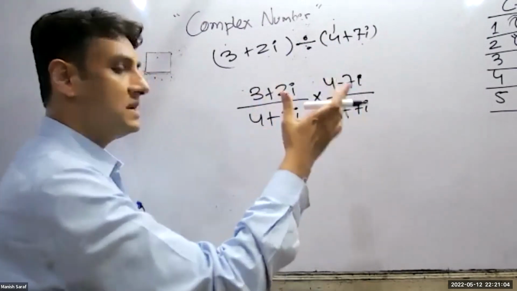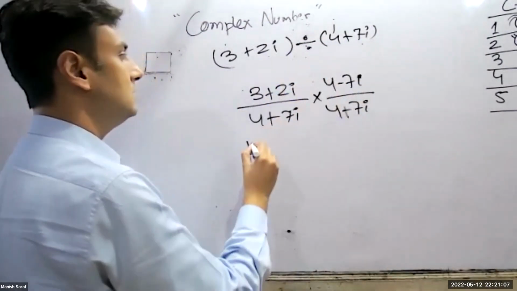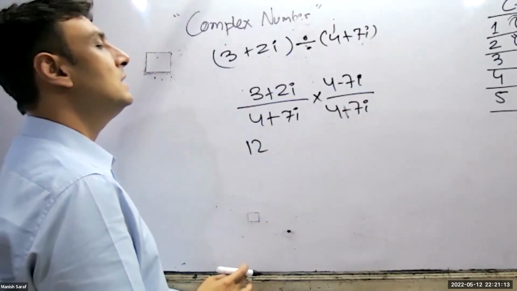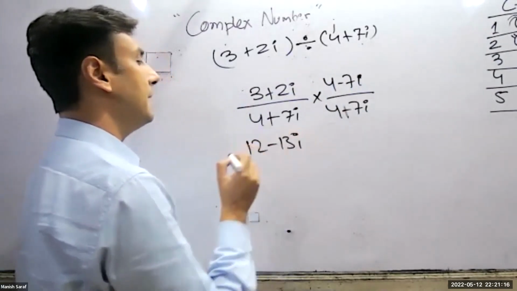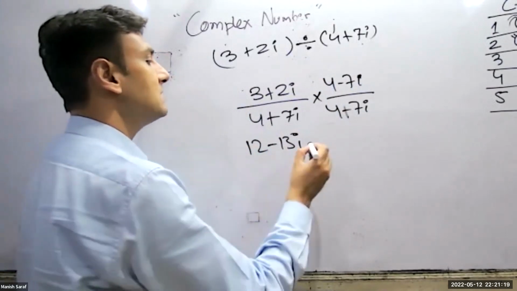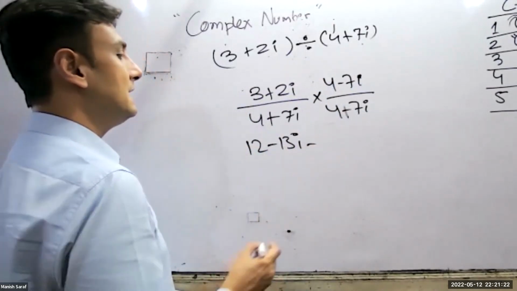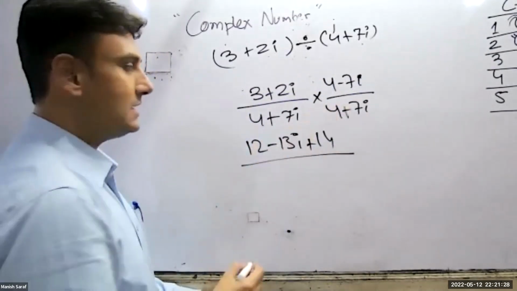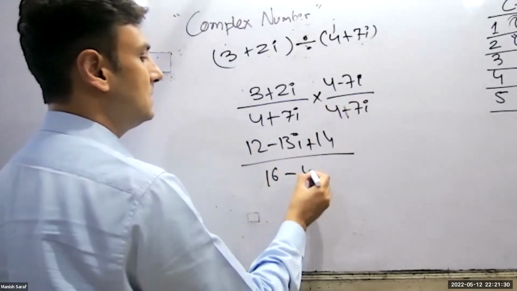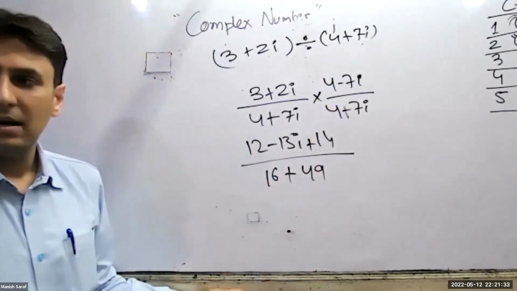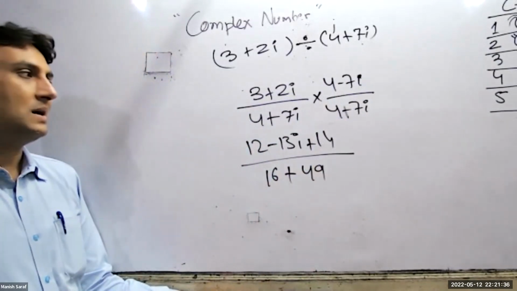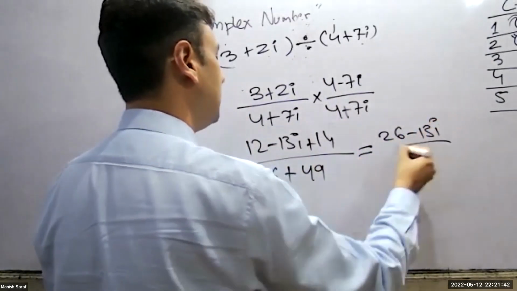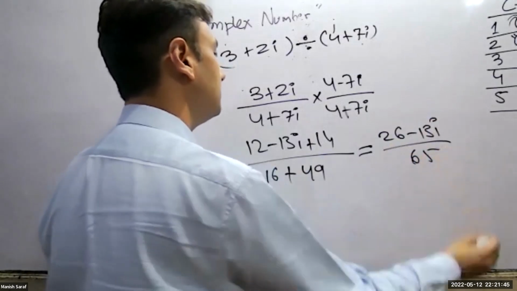The idea is to remove i from the denominator. 3 4s are 12, 3 7s are 21, 4 2s are 8. So -21 plus 8 is -39. See if I am doing it correctly. 2 7s are 14 i square. So minus plus upon, A plus B into A minus B is A square minus B square. Look, have I done it correctly, are you understanding? So this is equal to 26 minus 39 upon 65.